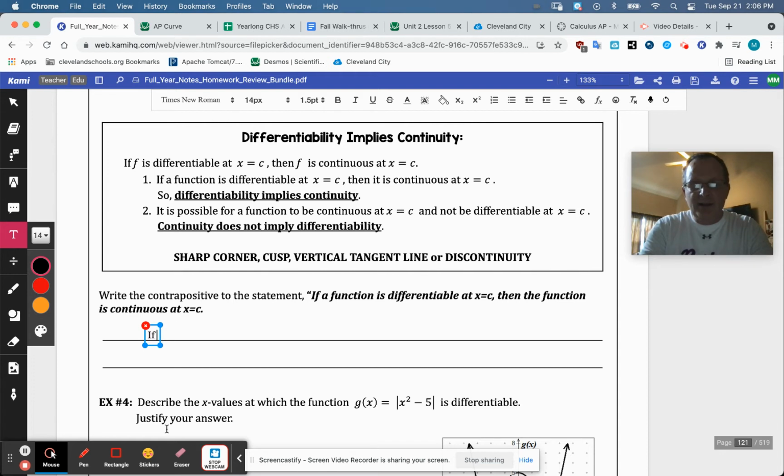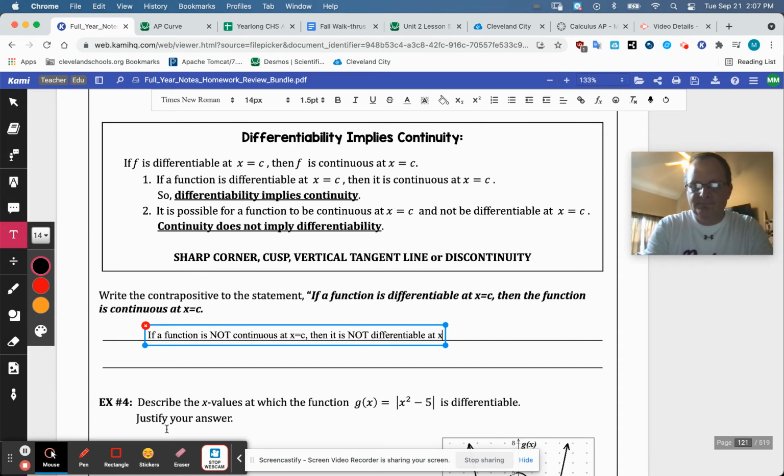So here it is. If a function is not continuous at x equals c, then it is not differentiable at x equals c. It kind of makes sense, right? If it's not continuous, how can you possibly have a slope value if there's no value at all?